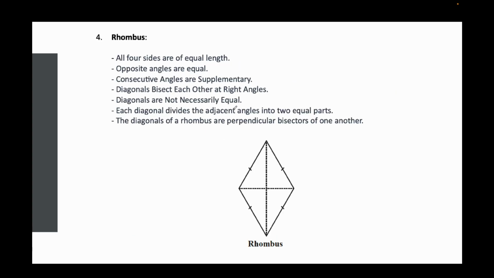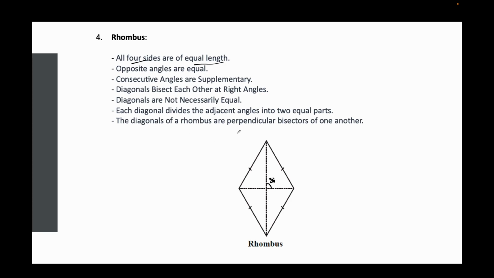Next we have the rhombus. A rhombus is also a quadrilateral where 4 sides are of equal length, just like a square. Opposite angles are equal, just like a square. Consecutive angles are supplementary, same as we have seen in the parallelogram. Diagonals bisect each other at right angles, so this will always be 90 degrees.